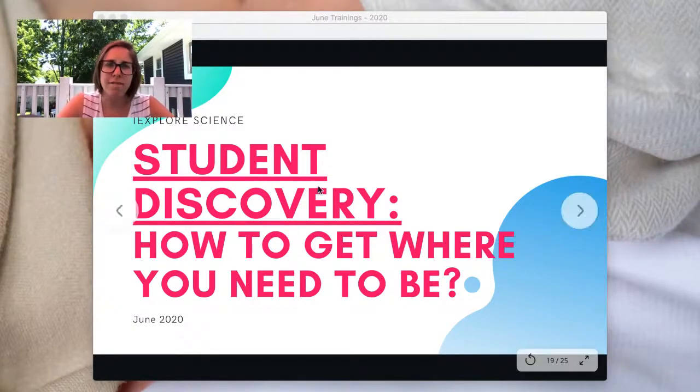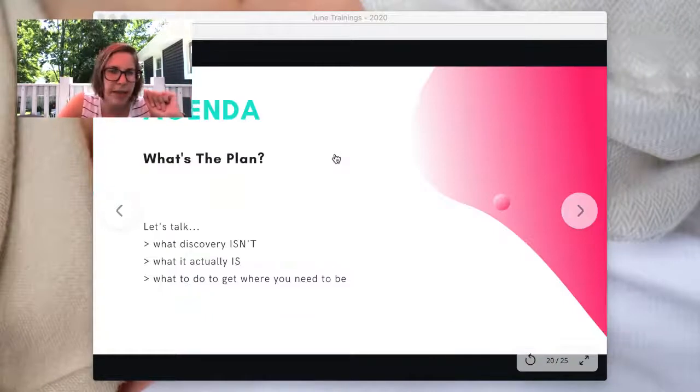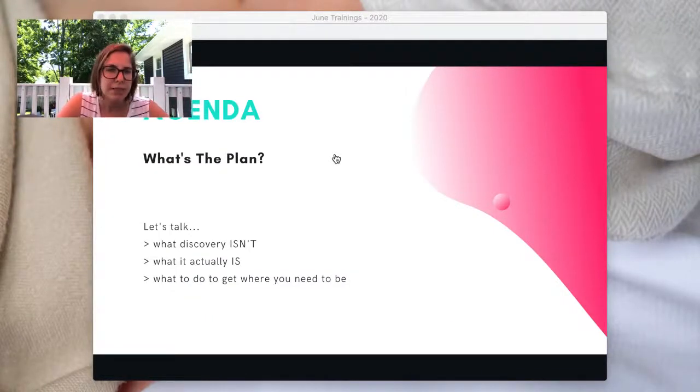Okay, first things first, I always get ahead of myself: the agenda. That's what we're doing today. The big question is, how do we use discovery to get where we still need to be? Because again, the argument is that it's just wandering, just aimless, and our students aren't going anywhere.